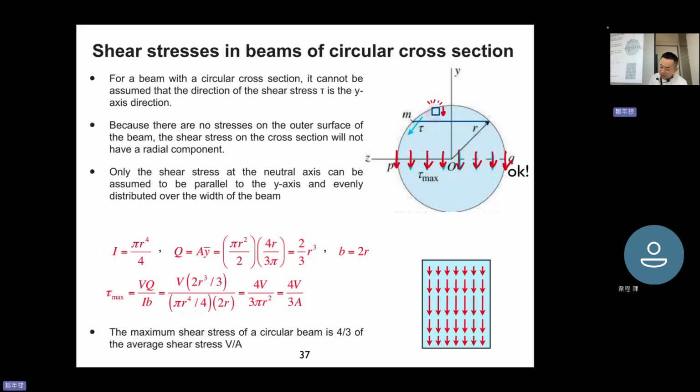It's come in pair, but there's no material here. There's no material. It shows that there's no stress at this surface. So you cannot assume like this. You can only assume like this.